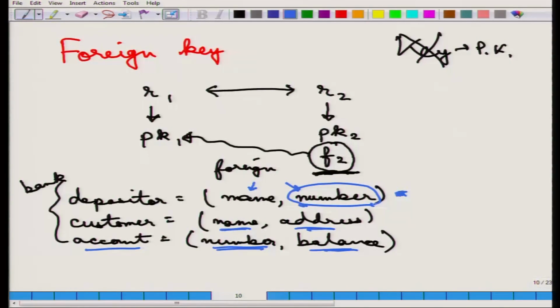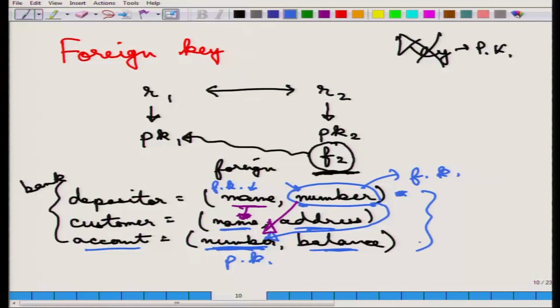So, this refers to this account. This is a foreign key, because this number is a primary key in the account relation, and this number refers to that number. Similarly, the customer name here refers to the name in the customer relation. That is why these two are foreign keys. This may happen.